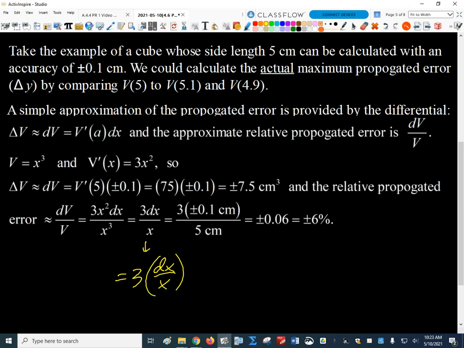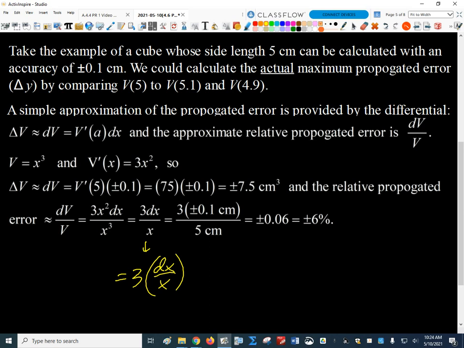Because think about it, V is a calculated quantity, right? We're calculating V from x, from the side length. Agreed? And so we're propagating some error there. And think what propagate means. Propagate means you're going to pass on, right? You're going to pass it on to something else. So we're passing on this error through our calculation, through our measurement error. We had a measurement error of plus or minus 0.1, right? It produces a propagated error of plus or minus, well, whatever dV was. And so this is a relative propagated error.